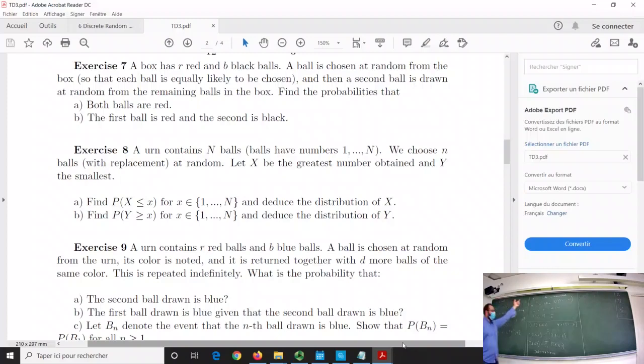We know that the xi are independent, and I have used this, and I know that xi follow a uniform distribution on 1 to capital N. So what is the probability that xi is less than small x, knowing that xi is between 1 and capital N? Well, this is the probability that xi is equal to 1, 2, 3, until small x. How many cases? Small x cases. What is the probability for each case? 1 over capital N.